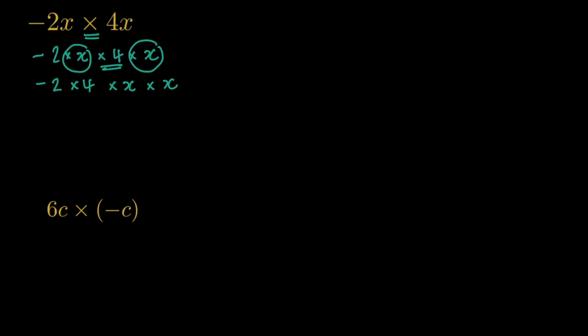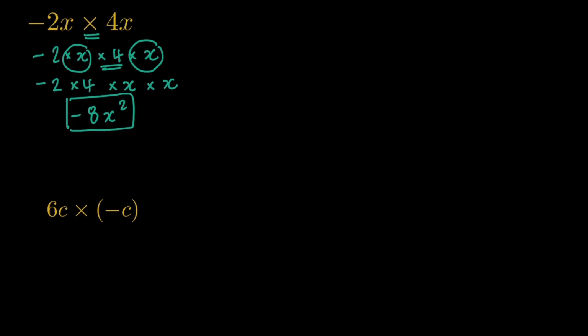Then I just need to calculate. So the first part of this expression is negative 2 times 4, and that gives me negative 8. And the second part, x times x becomes x squared. So it is negative 8x squared. So the answer will be negative 8x squared.